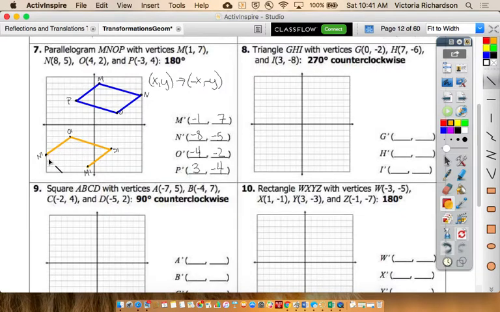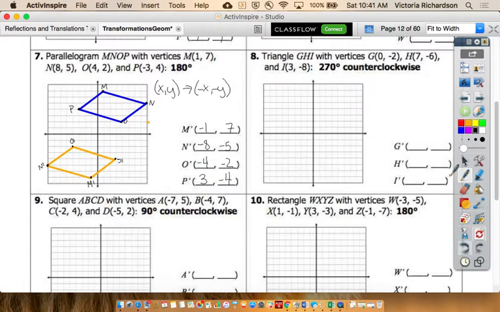Remember to use a ruler. So now we have a 180-degree rotation. Either clockwise or counterclockwise, it doesn't matter, you still get the same answer.